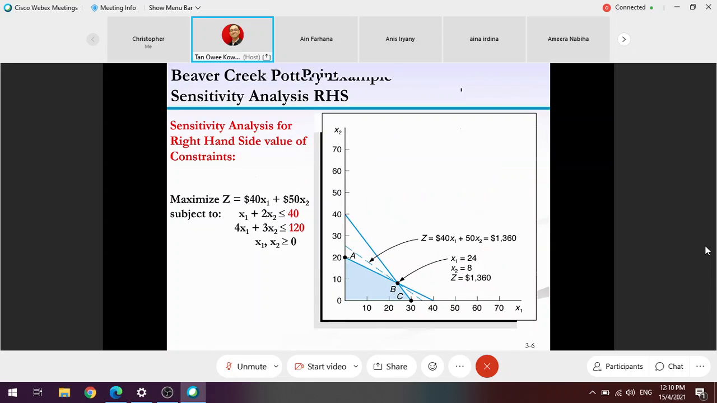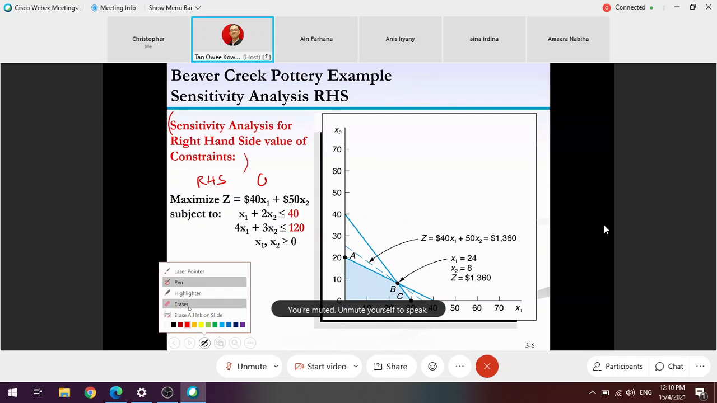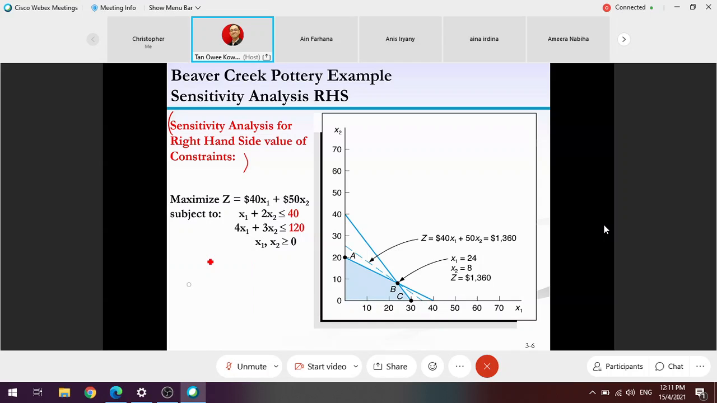So back to the question that we have not yet answered: what is the purpose of studying sensitivity range for right-hand side value? Before we answer this question, I'm going to introduce to you the third term. The first term that I introduced at the beginning of the chapter is right-hand side value. Then subsequently, I introduced to you another new term, Q.